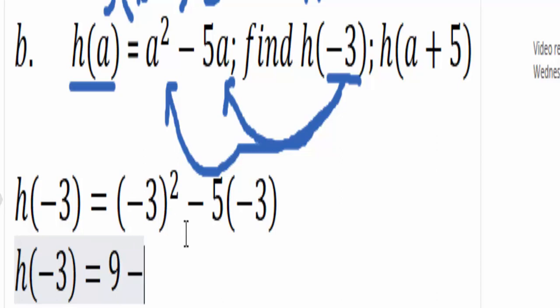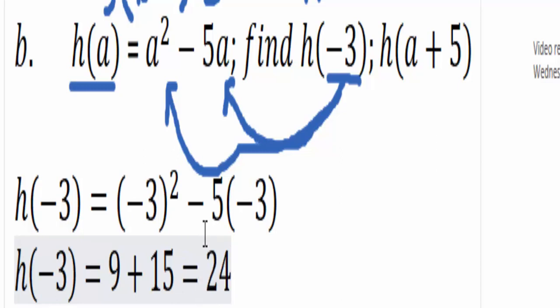Minus, and so that's treated as a negative 5. Let me not put the minus there yet. Minus 5 and minus 3 is a positive 15, so that becomes plus 15. And then we can finish it off by saying that's 24. And 24 is our answer.